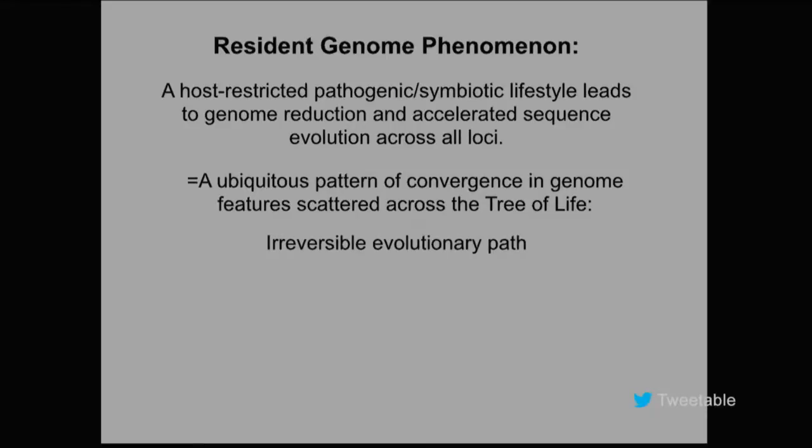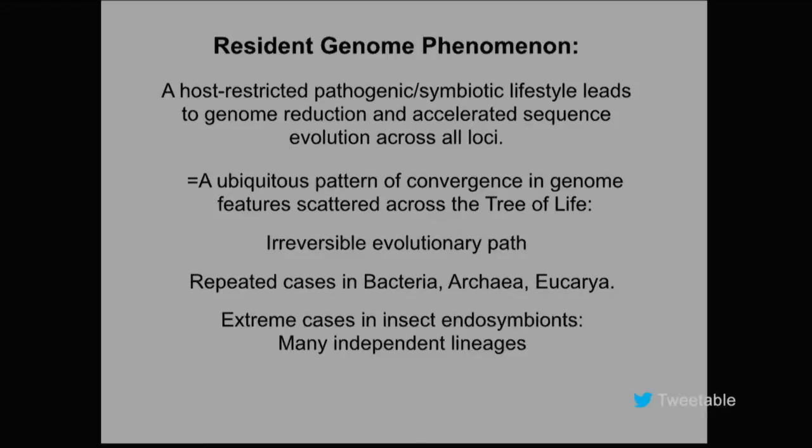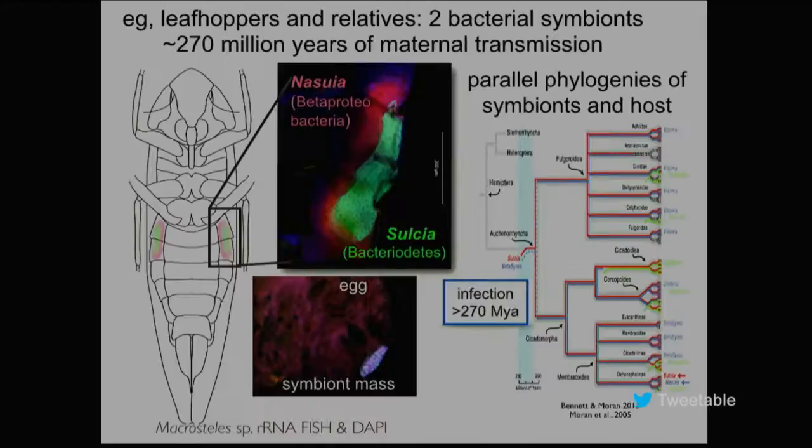It's an irreversible evolutionary path, so lineages that go down this route don't seem to ever go back out of it. And we see cases, particularly in bacteria. Many different phyla of bacteria have produced these kinds of lineages, but even in archaea and eukarya. And the extreme cases, it turns out, are in insect endosymbionts, possibly because we've studied them a lot. We may find equally extreme cases in other, for example, marine invertebrates. But even within insects, there are many repeated examples of it that's evolved again and again. So there's a lot of convergent evolution in these lineages.